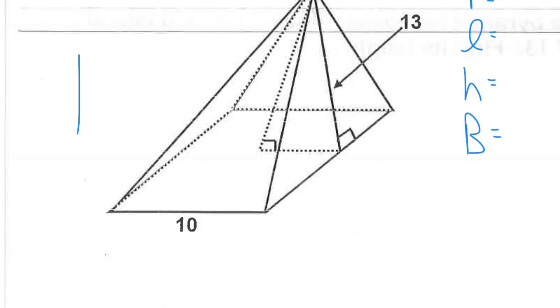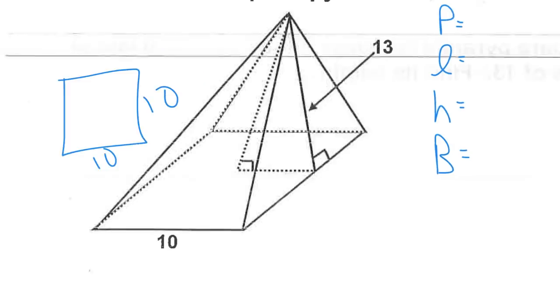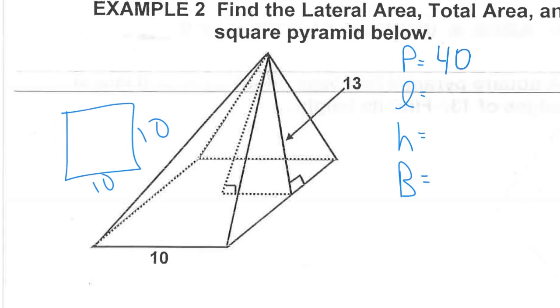The perimeter of the base. Well, I know it's a square base. Each side is 10. 10 times 4 gives me the perimeter of the base as 40. It says I also need the lateral height. Well, it actually gave it to me right here. This line coming down the middle of one of the walls is the lateral height, 13.